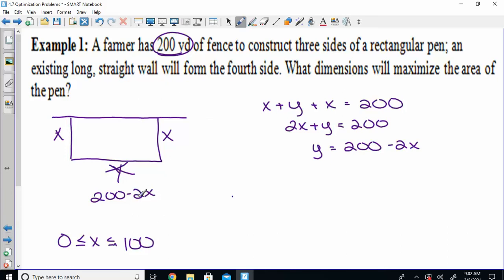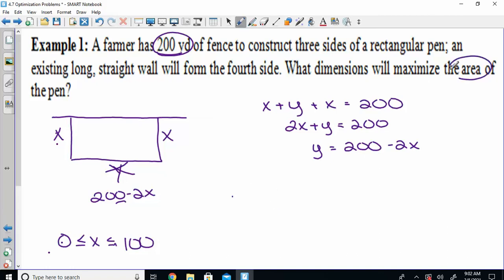Yeah. Essentially, if I ever ask you for your restrictions on x, we know this side has to be positive, so it's got to be bigger than 0. If you set your other side equal to 0, 200 minus 2x equals 0, you get the 100. So if I had multiple critical points, you might need to do this just so you know which critical points would make sense. That's probably not going to happen on this problem, but just a good thing to mention.